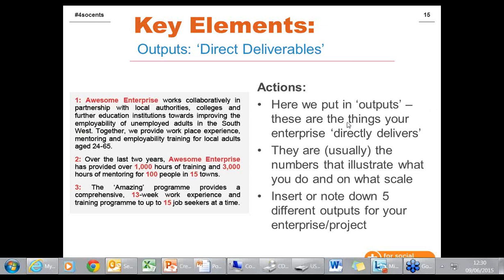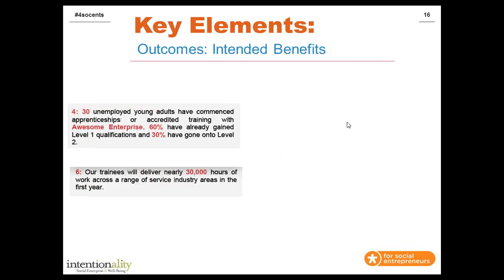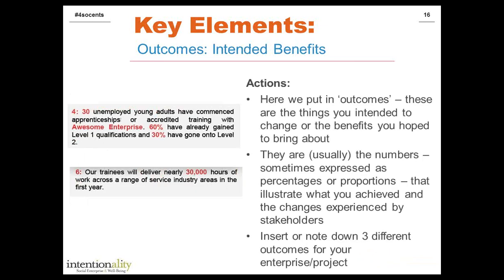Great, let's go down to the next slide. Another click there. So we see on the left-hand side here the extracts from our simple one-page report that now relate to outcomes. And on the right-hand side, I'm describing here how we might put these into action. Outcomes are normally simply the things that you in your social enterprise, your project, intended to change, or the benefits that you hoped to bring about, usually for a specific person or group of people.